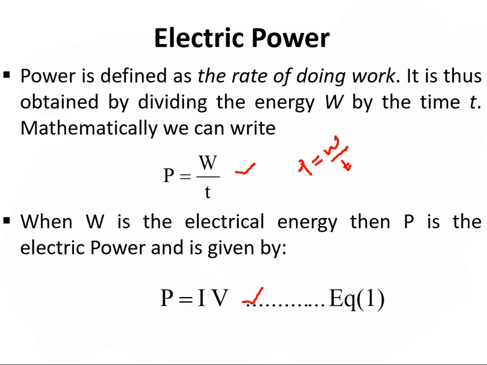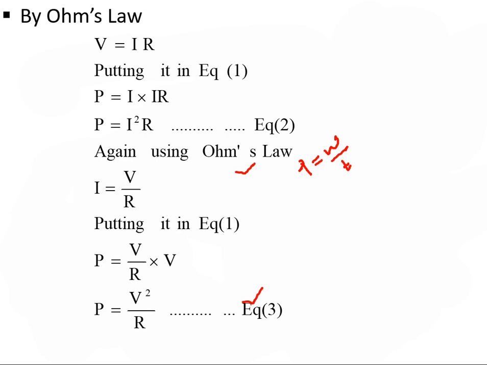One thing about Ohm's law. You know about Ohm's law: V is equal to IR. This is the formula of Ohm's law. About Ohm's law, one thing: the voltage is always directly proportional to the current. Voltage is directly proportional to current.